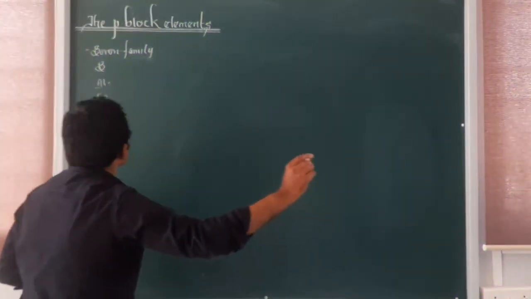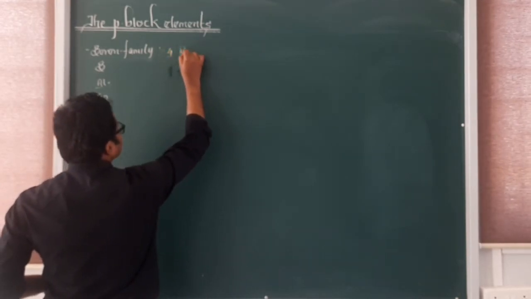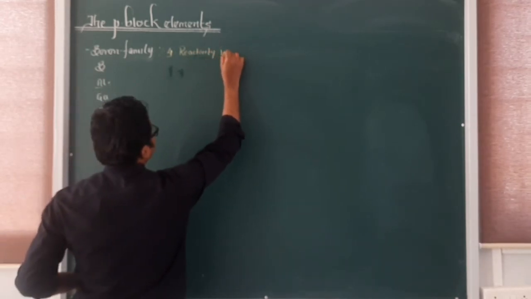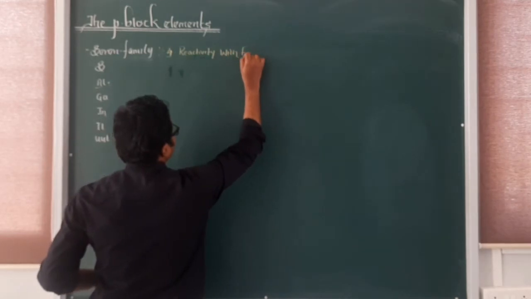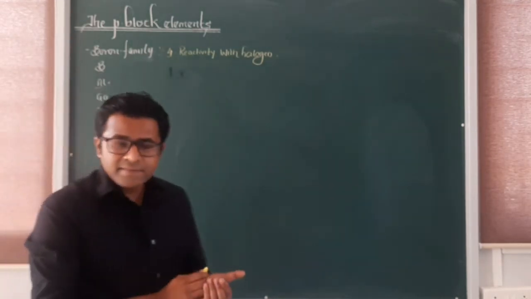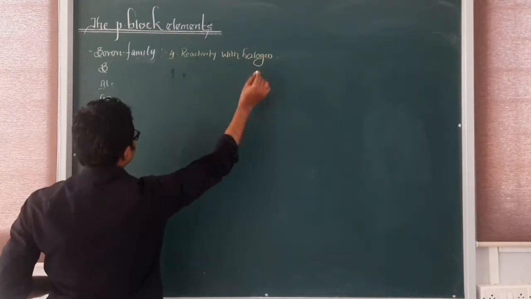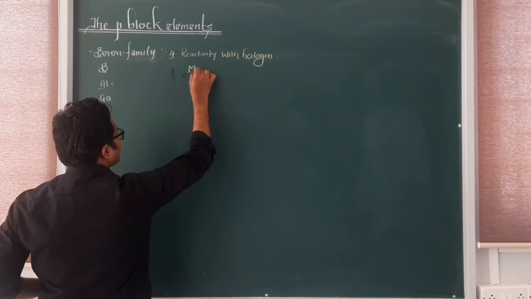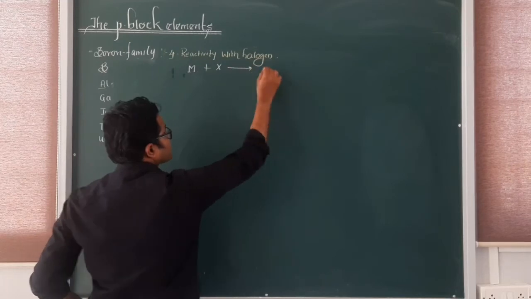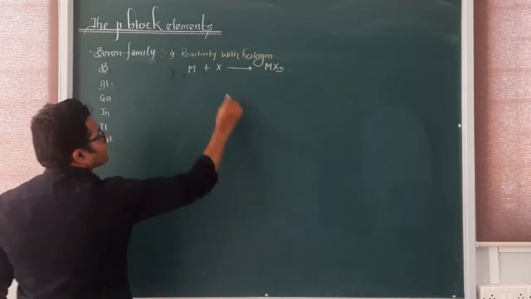As we move to the next reaction, that is the reactivity with halogens. In this section, we observe that these metals tend to react. Let's denote these metals as M. They react with halogens to give compounds of the type MX3.